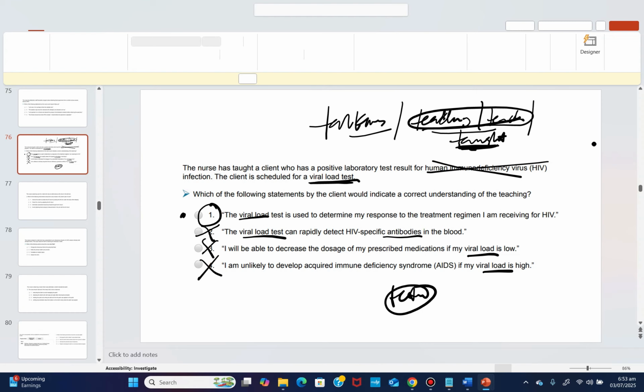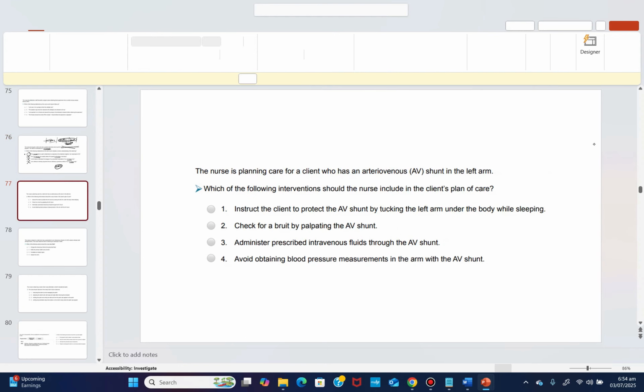So the correct understanding is what? One. You see? This is how you start thinking like a nurse that is going to pass the NCLEX exam, answering questions without struggling through any question. Now let's move to the next question right here. This is also going to be very interesting, trust me.